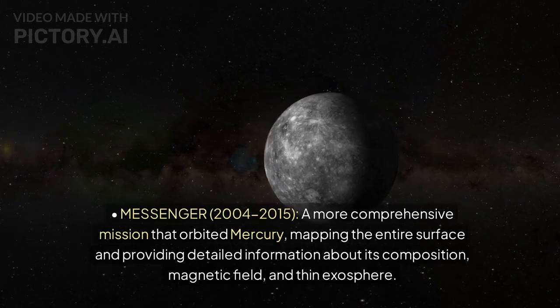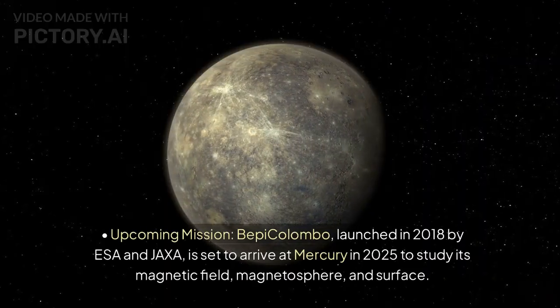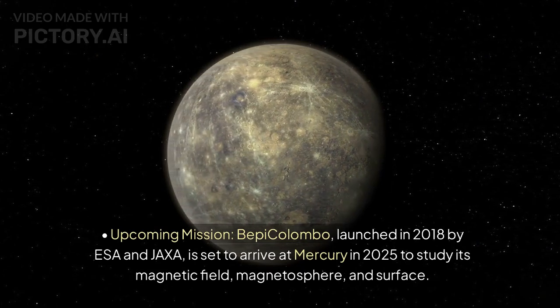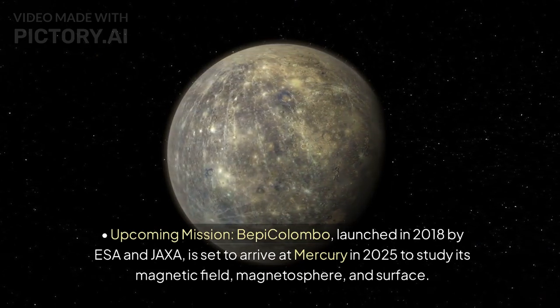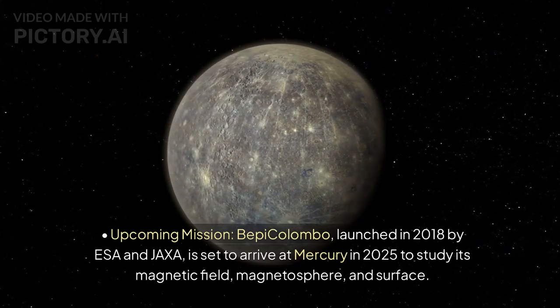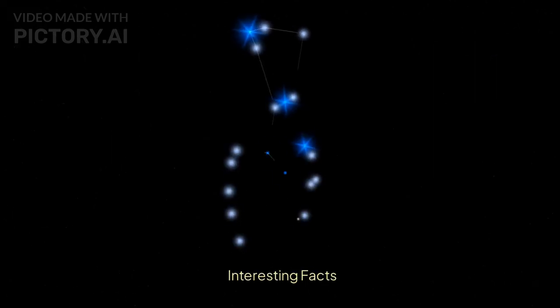Upcoming mission. BepiColombo, launched in 2018 by ESA and JAXA, is set to arrive at Mercury in 2025 to study its magnetic field, magnetosphere, and surface. Interesting facts.